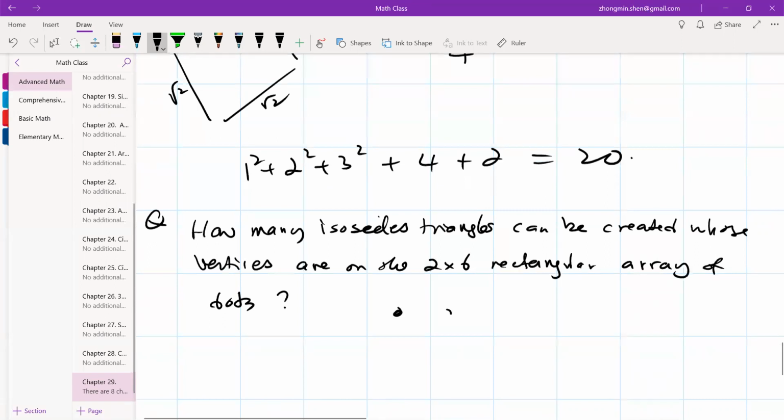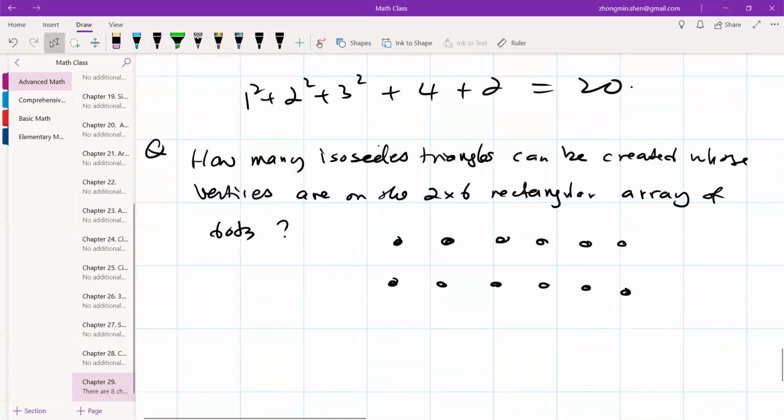Okay, so we have 1, 2, 3, 4, 5, 6. 1, 2, 3, 4, 5, 6. Okay, the distance between those two horizontal points, and the two vertical points, is 1.